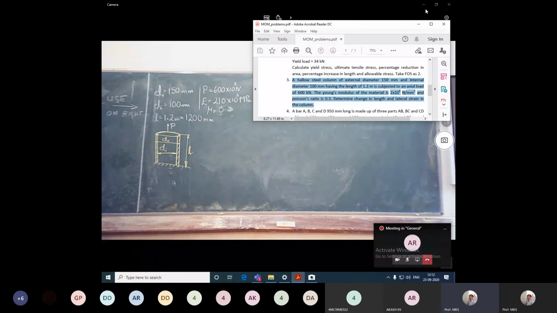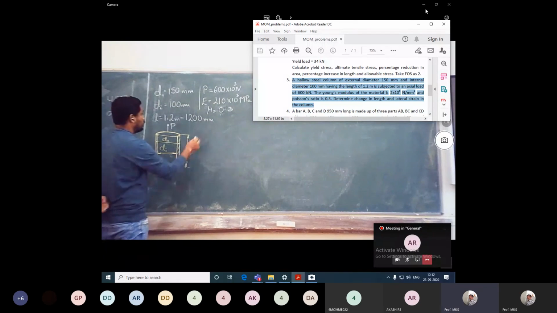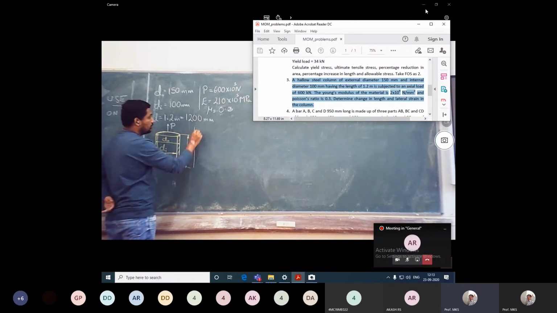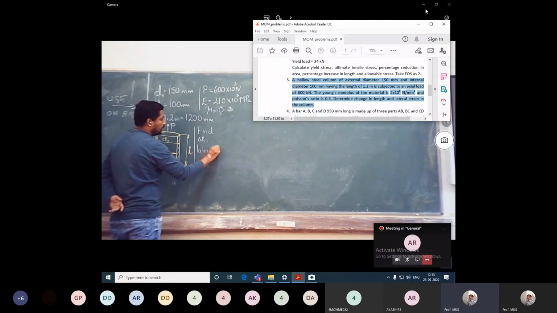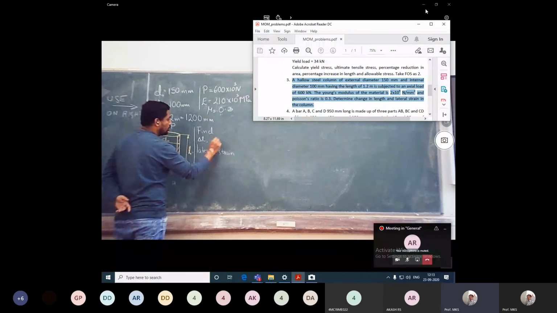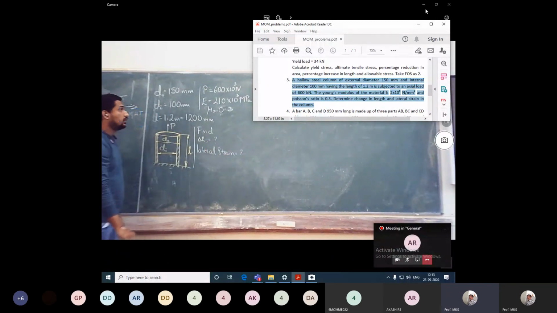You need to find out what they ask you to find. Determine the change in length and lateral strain. You need to find the change in length, delta L, and the lateral strain. So these two terms you need to find.